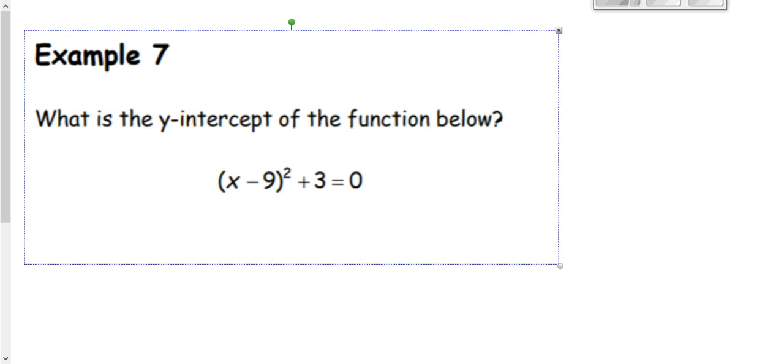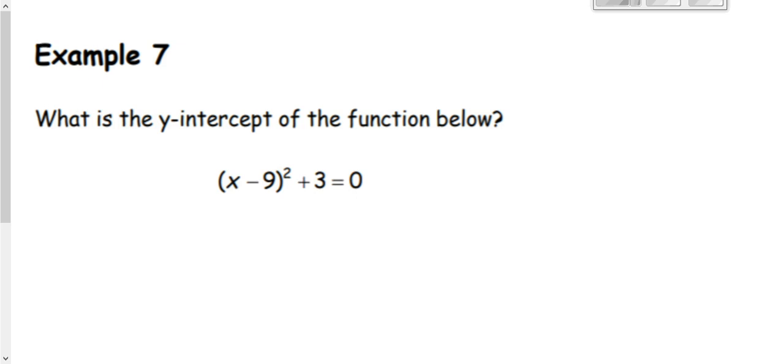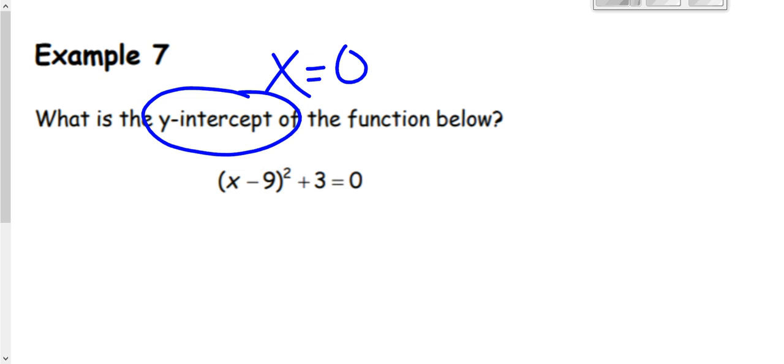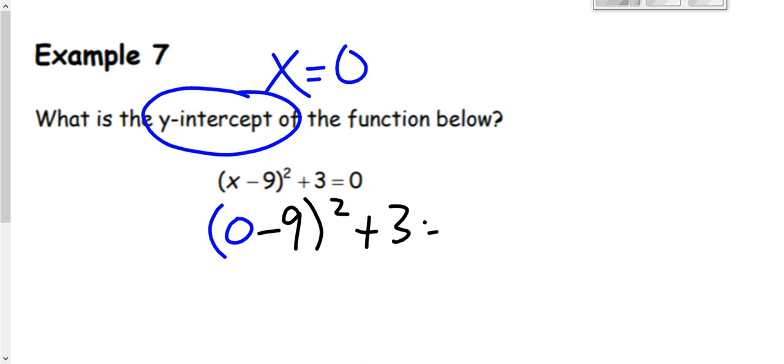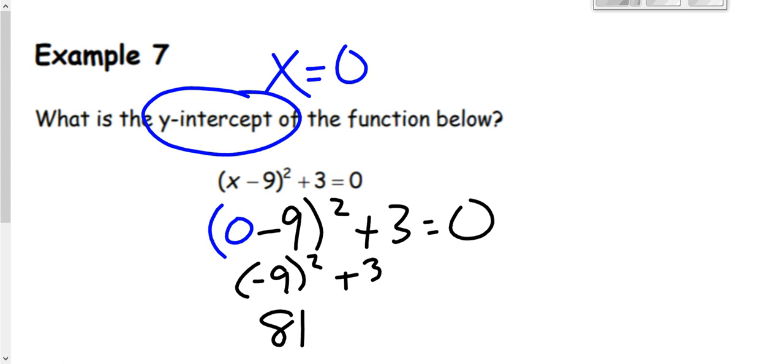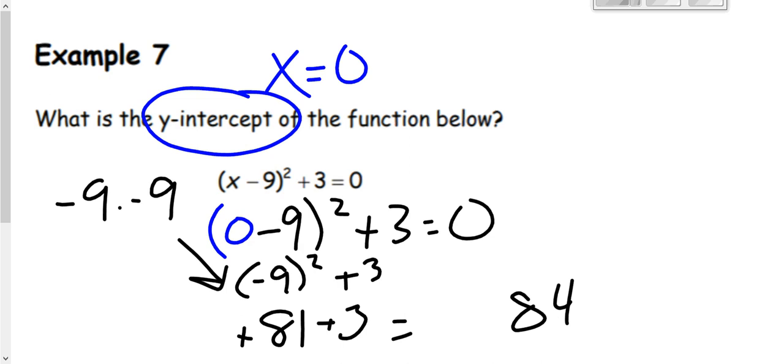Awesome. But sometimes it's in vertex form and they're asking you for the y-intercept still. So this is where that x equals 0 really comes in handy. And it's not that hard. It's a lot of calculator work. We're just going to take out the x, put in the 0, minus 9 squared plus 3. So then 0 minus 9 is -9. -9 squared is a +81. Be careful of that because it means -9 times -9, and a negative times a negative is a positive, plus 3. So my y-intercept is actually 84.